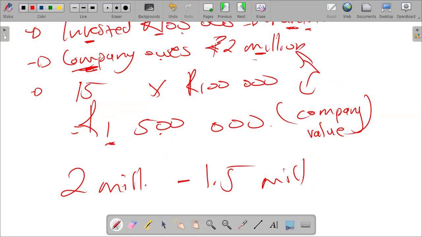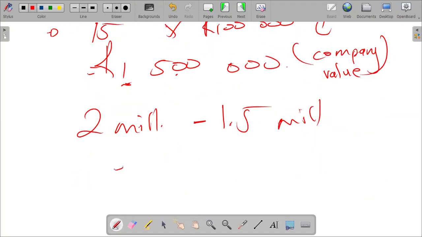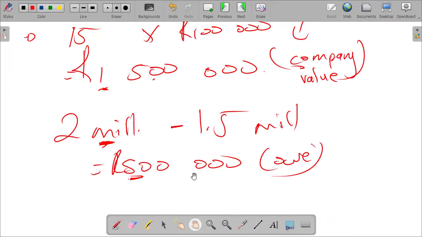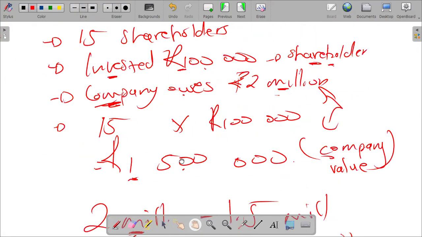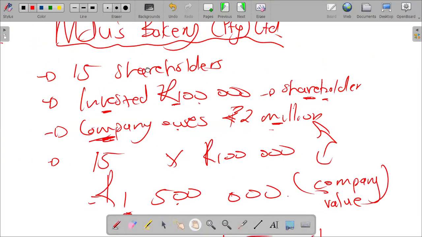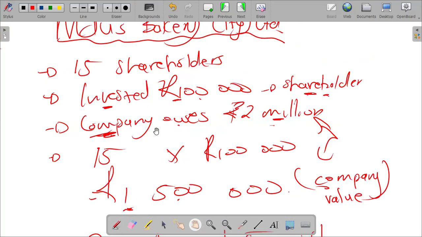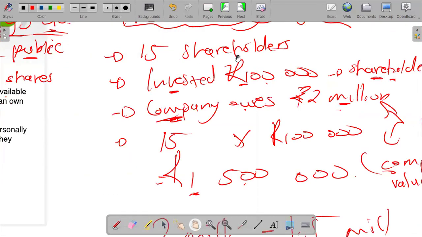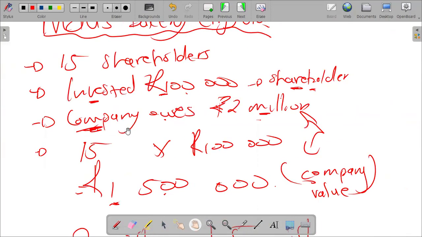So now it happens that the company still owes 500,000. Why? Because they didn't pay all the 2 million. The company didn't pay the 2 million, so it still owes 500,000. Do you understand now? They're still owing 500,000. But the bank cannot go to the shareholders and take their personal belongings. Why? It is a limited liability. It is separated. These shareholders are not connected to the company.